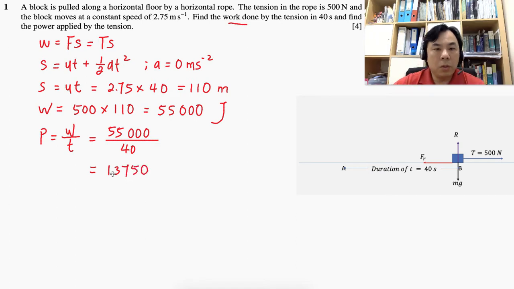So I think it should be 13750 watts. Okay, so the unit is watts. Just let me check properly if I got it correct. Okay, so that will be that, divided by 40 here. So 1375. Yeah, correct, 1375. I think I accidentally put another zero there. So 1375 watts here. All right.